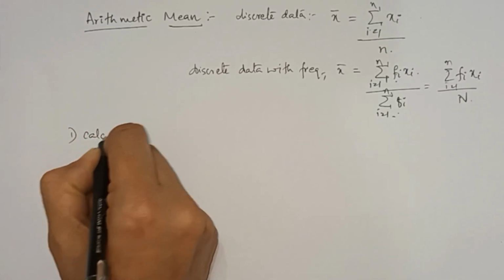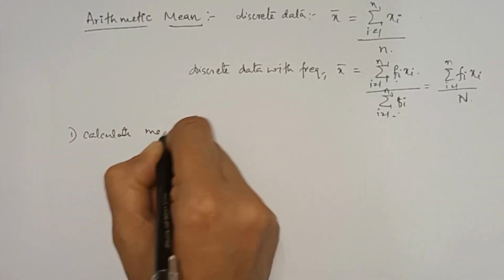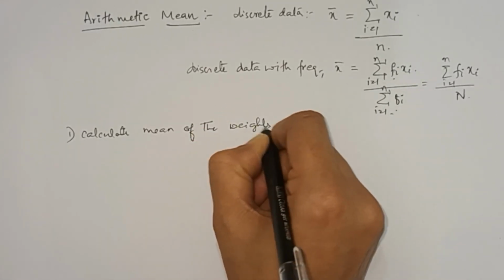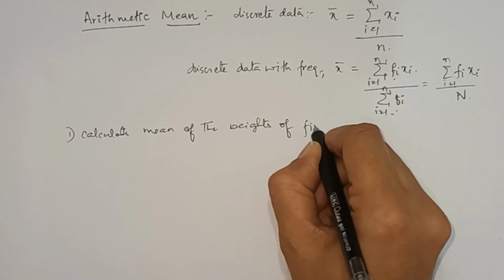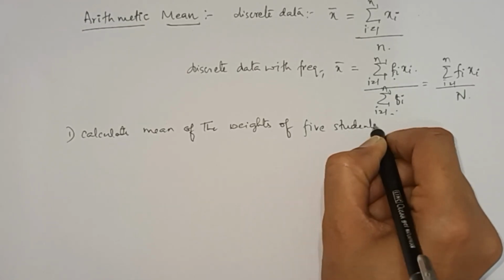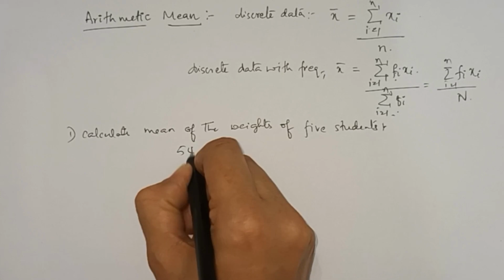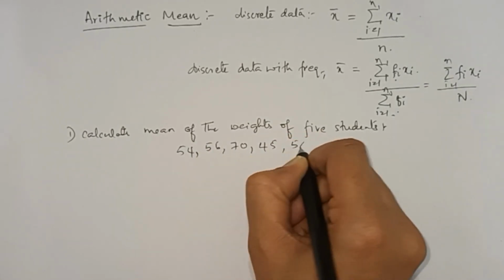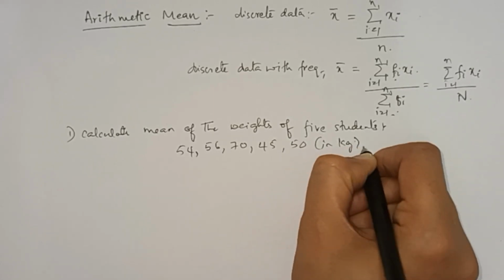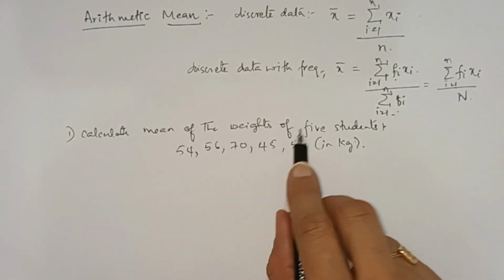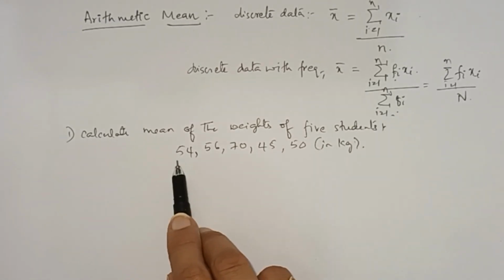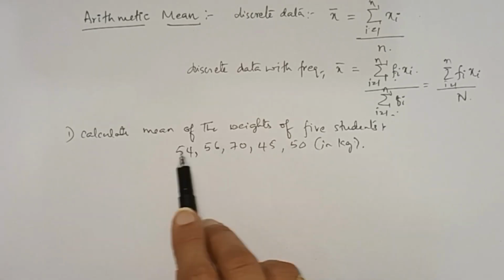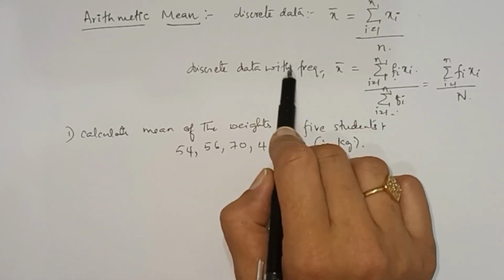See here, calculate the mean of the weights of 5 students. The weights are given here: 54, 56, 70, 45, 50. This is given in kgs. So there are 5 students, the weights of 5 students given here. So first look at the data, it is discrete data. All data values are whole numbers and discrete without frequencies.